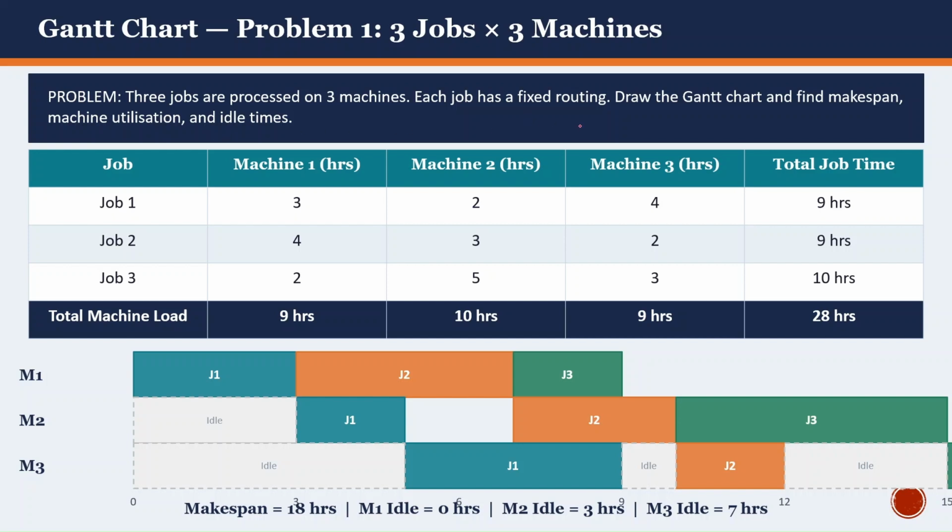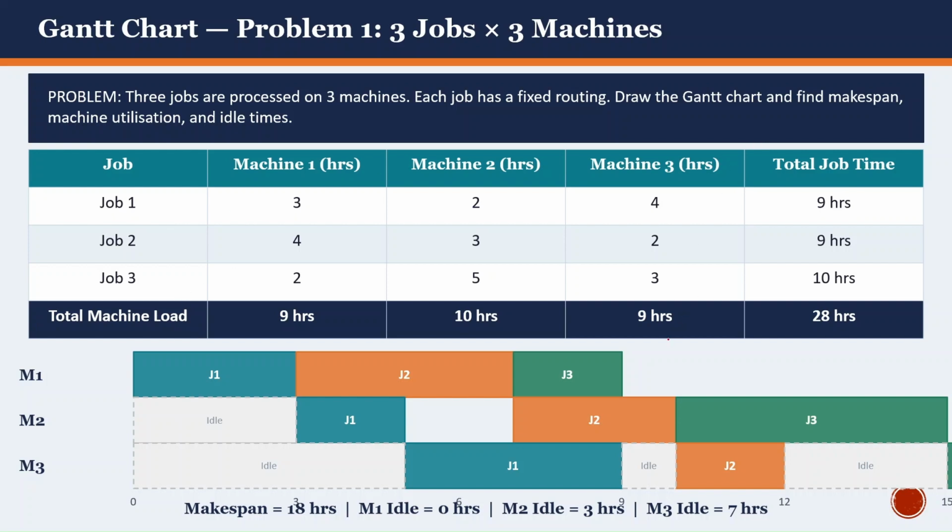So each job has a fixed routing. What is the routing that has been given? It is job 1, 2, 3. So it will follow the same sequence and process from 1 to 3 as it is. So for the first 3 hours, since J1 is being processed, machine 2 will remain idle here. So the sequence is the same. J1, 2, 3 will be produced in the same order.